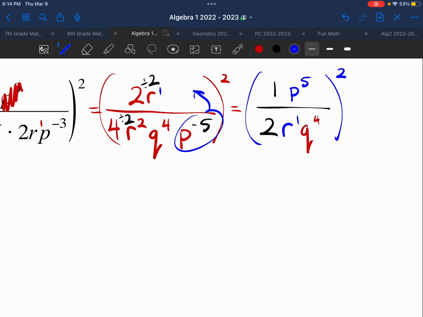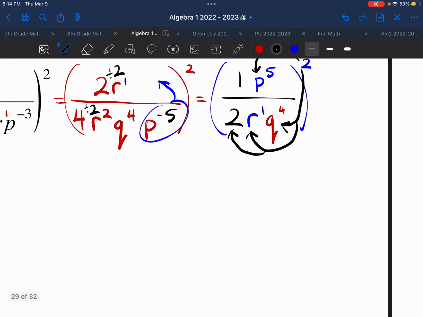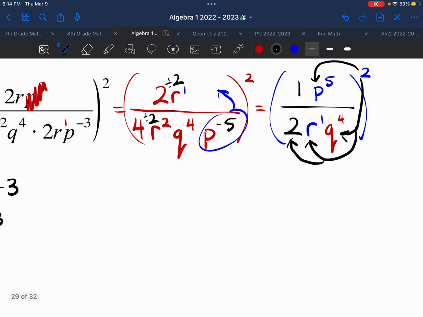Now it is officially time to distribute this 2 into each base. I'm going to ignore that 1 for a sec. The 2 is going to come down into the p. The 2 is going to come down to the q. The 2 is going to come down to the r. The 2 is going to come down to the 2. Every single piece on the inside has to be to the power of 2. Sure, you want to put the 1 to the power of 2? Sure, go for it. You'll still get the same answer. Check it out. I'll get 1 squared. P to the power of 5 squared.